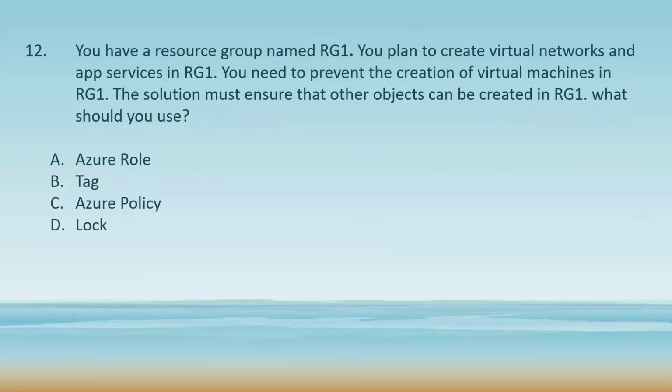Question number 12. You have a resource group named RG1. You plan to create virtual networks and app services in RG1. You need to prevent the creation of virtual machines in RG1. The solution must ensure that other objects can be created in RG1. What should you use? Your options are Azure role, tag, Azure policy, lock.